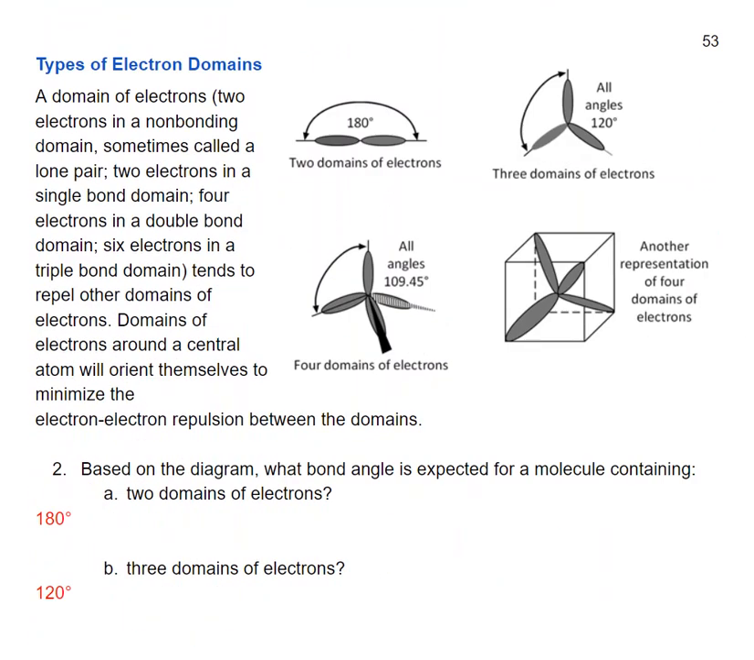A domain of electrons is going to tend to repel other domains of electrons. Those could be lone pairs or they could be bonding pairs. So domains of electrons around a central atom are going to orient themselves to minimize the electron-electron repulsion between the domains. With 2 domains of electrons, we get an angle of 180, and that makes sense because that's the farthest those 2 can get away from each other. For 3 domains, we get 120. We get this trigonal planar shape.